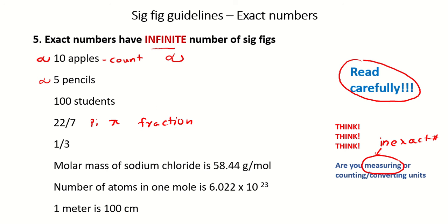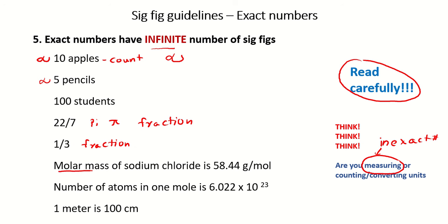Fractions are considered exact numbers. Now, don't confuse fractions with decimals. Fractions and decimals are two different things. Fractions are exact. Decimals are probably not. Most often they are not. This number is a fraction. This is again a fraction. A fraction is an exact number, so this is going to have an infinite number of sig figs.